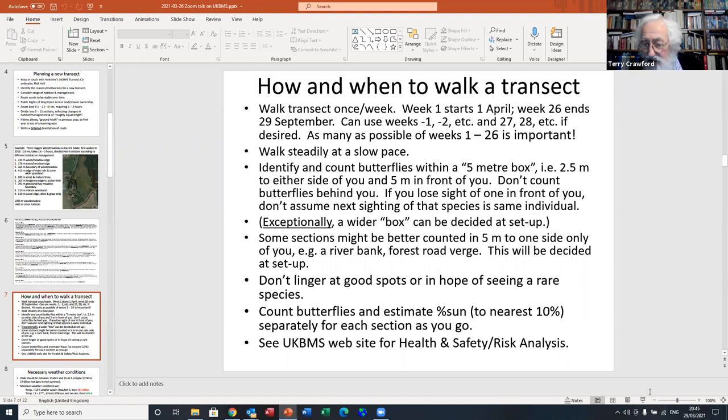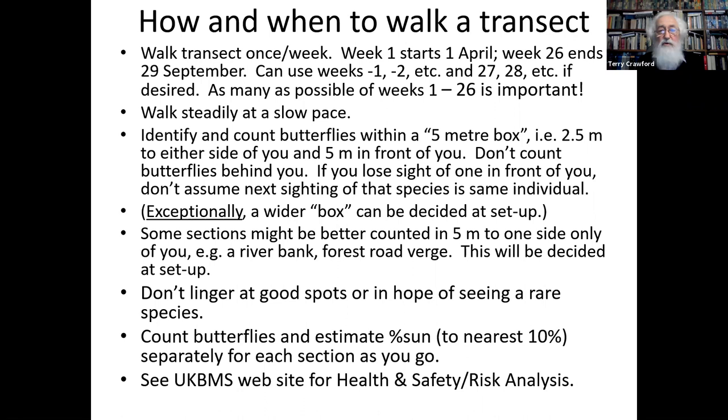How and when to walk a transect. You walk a transect once per week. Week one starts the 1st of April, and week 26 ends the 29th of September. So there are 26 core weeks, and you need to walk as many of those weeks as you possibly can. This year, the 1st of April starts on Thursday. So going through the year, each new week of the UKBMS starts on a Thursday.